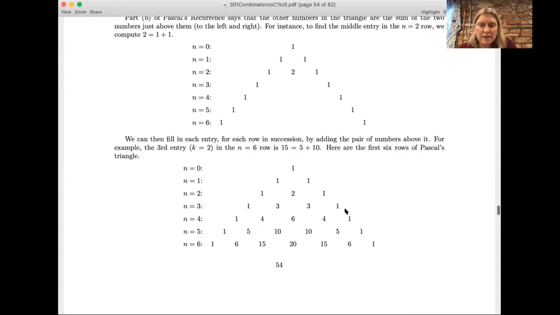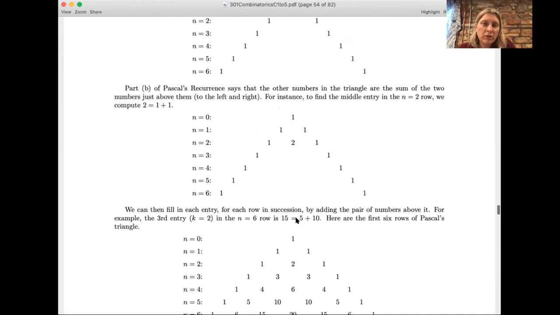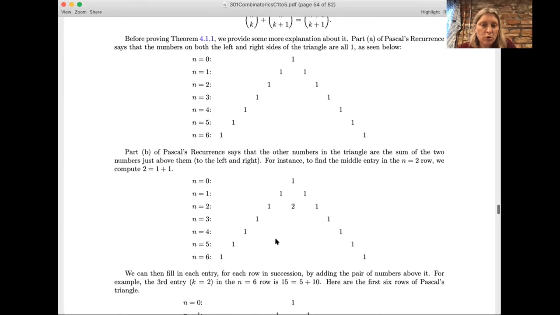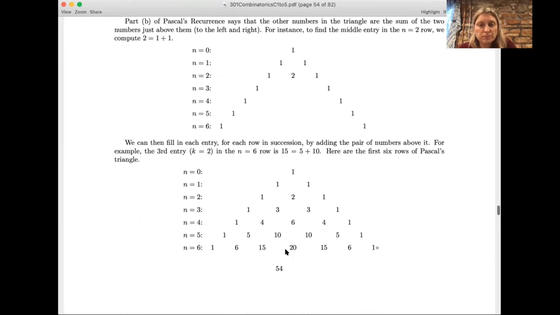So Pascal's identity tells you a relationship between what's happening in the nth row and the n plus first row. What it says is that each entry, so for example, this number 10, is the sum of the one to the upper left and upper right. So it's the sum of, for instance, 4 and 6. And in this video, my left and right may be switched from the way you're looking at it.